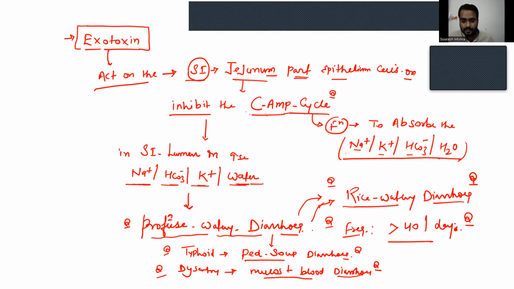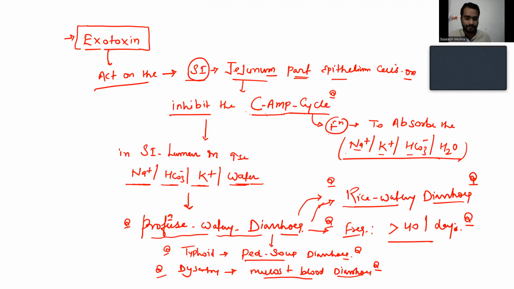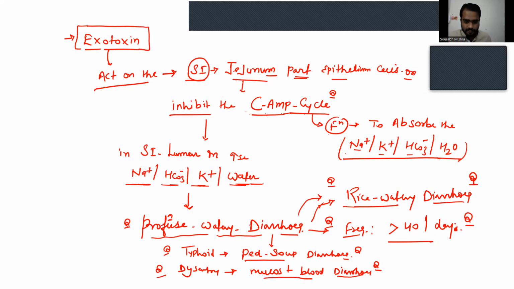And under cholera, you see the frequency of stool is 40 or more than 40 stools per day. So just assume that after more than 40 times of diarrhea, the condition of the patient, the condition of an adult, the condition of a child will be very dangerous. So the profuse watery diarrhea, especially rice watery diarrhea, with a frequency of more than 40 times per day.